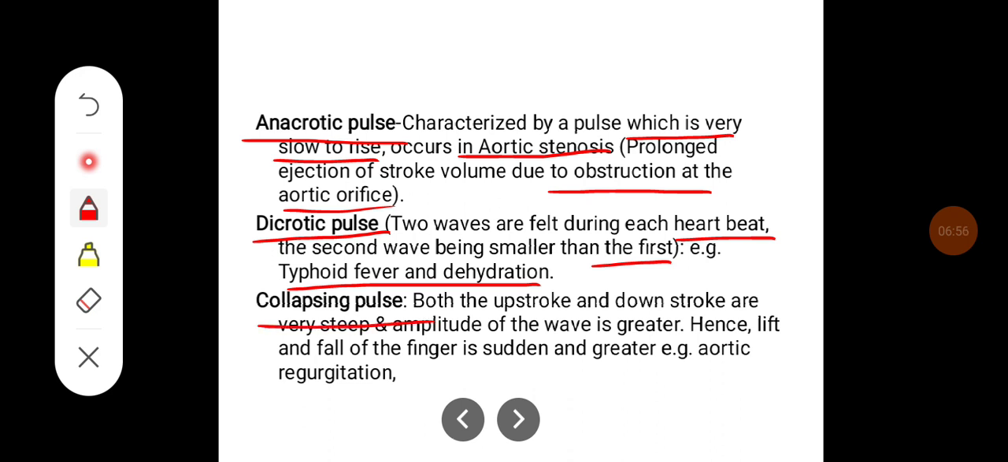Collapsing pulse is where both the upstroke and downstroke are very steep and the amplitude of the wave is greater, and hence the lift and fall of the finger is sudden and greater. This can occur usually in aortic regurgitation.